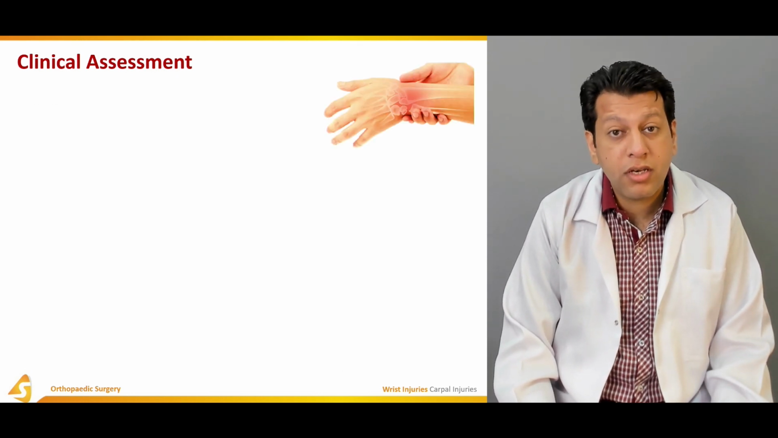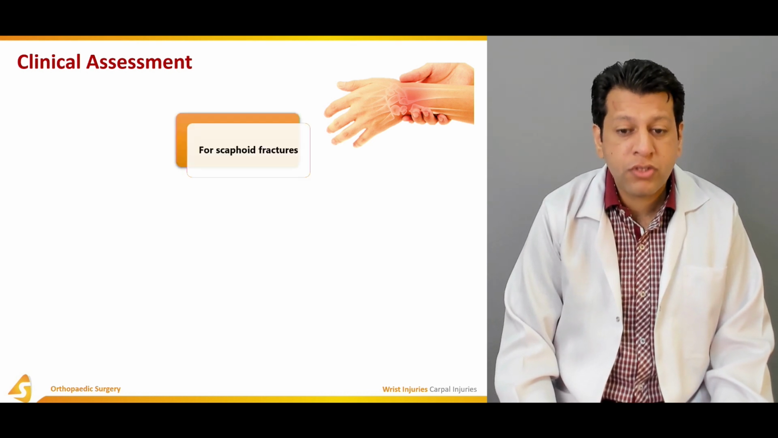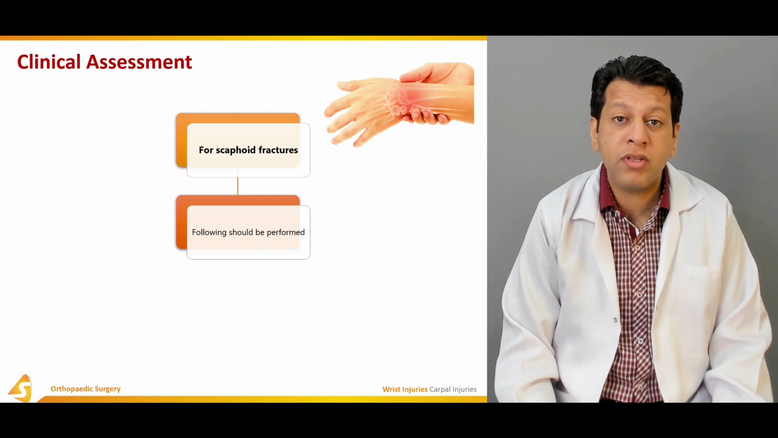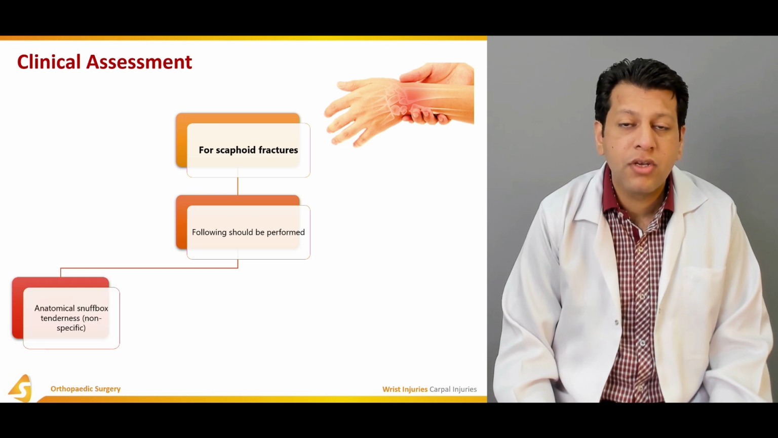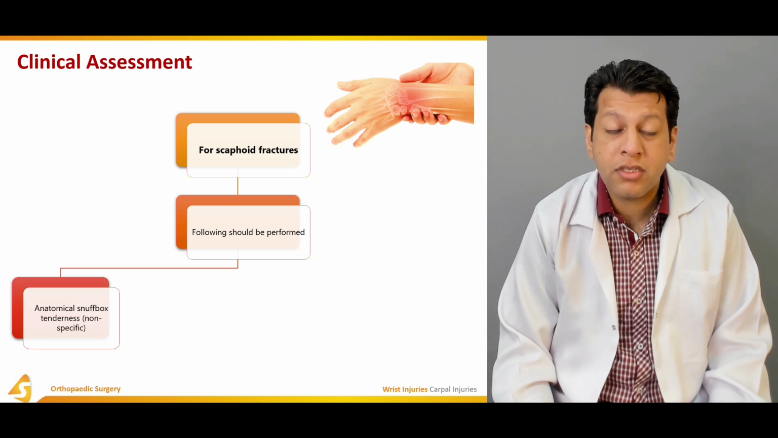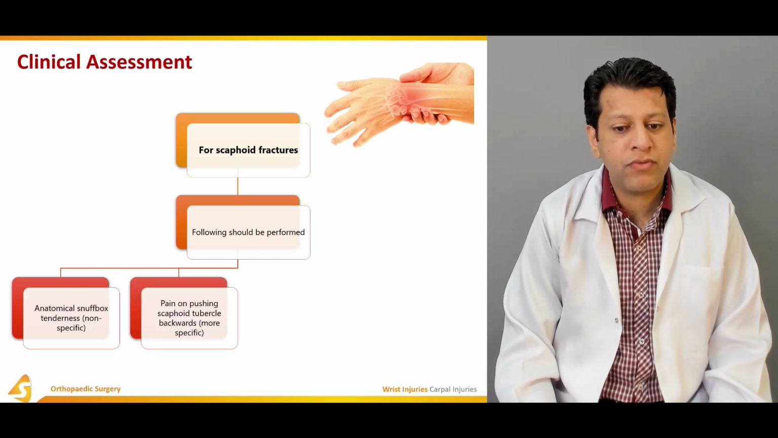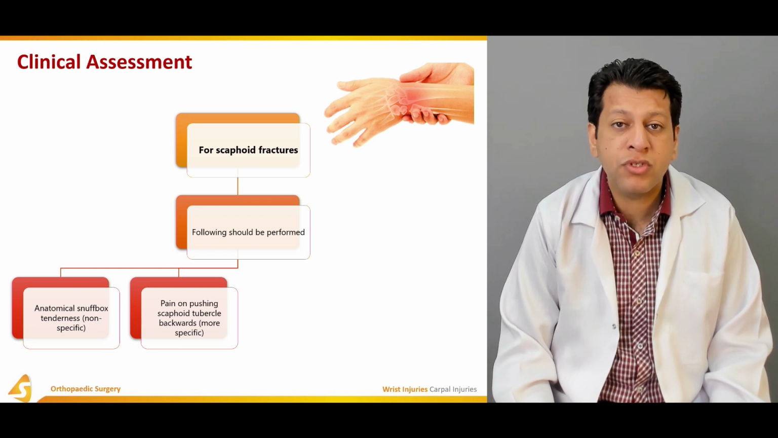Now coming to the clinical assessment, how to assess what is wrong with the patient. For scaphoid fractures, usually special tests should be performed, since the scaphoid is the most common carpal injury. First and foremost is the tenderness in the anatomical snuffbox. If there is tenderness, probably there is a fracture of the scaphoid. Then pain on pushing the scaphoid tubercle backward, which is more specific.